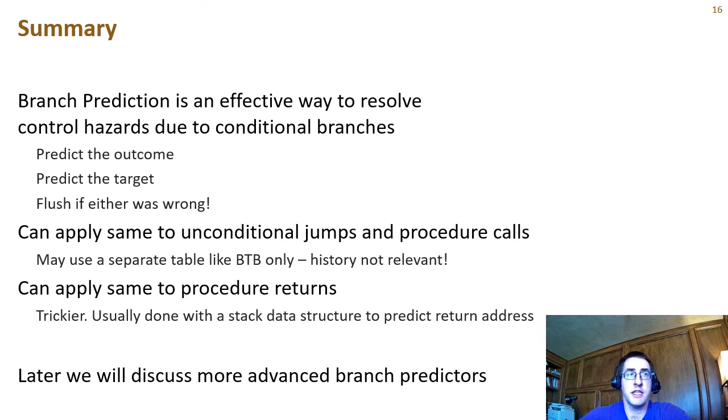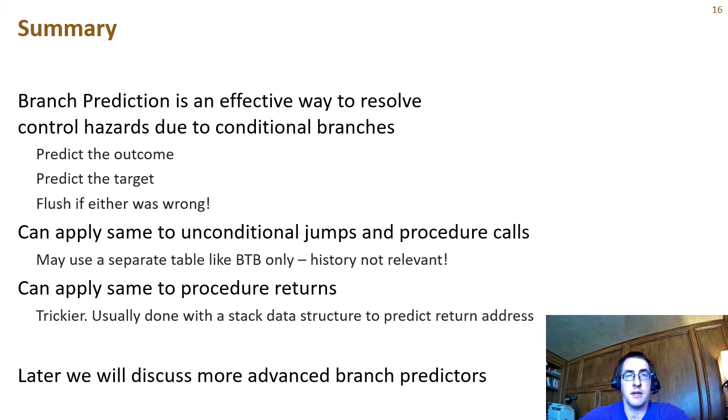So branch prediction is an effective way to resolve control hazards. You predict the outcome, you predict the target, and then you flush if either the prediction or the target was incorrect. Well, if you predicted a branch is taken, but you take it to the wrongly predicted address, then you have to flush that. You can apply the same notions to jumps, so unconditional jumps, and to procedure calls. You can predict their targets. These are much more predictable since you don't need to keep track of their history as long as you know that they are jump instructions and that they're always taken. So sometimes you'll use a separate table, kind of like a BTB only, because the history is not relevant. All you really care about is that it is a jump.